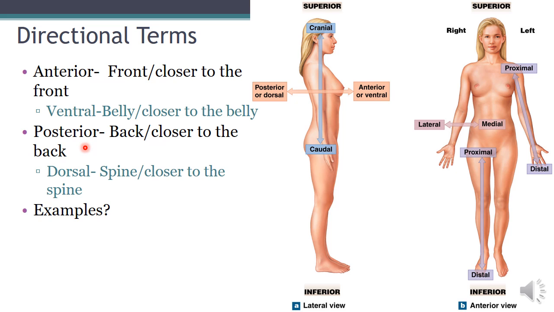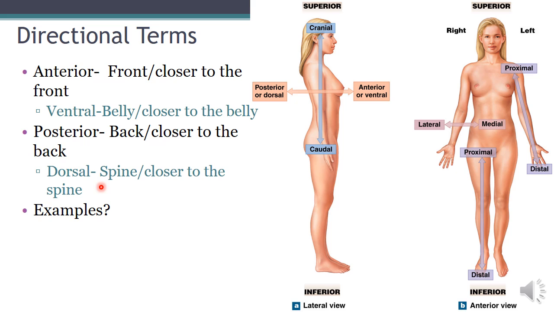Posterior means back or closer to the back. Dorsal can also be used interchangeably with posterior because dorsal means spine or closer to the spine. Again, the same rule applies as for ventral. Dorsal only works interchangeably for posterior if you walk on two legs. If you walk on four legs, dorsal actually points upward and is not necessarily the same as posterior. Again, think of your cat. The cat's posterior is the cat's tail, not the cat's spine.